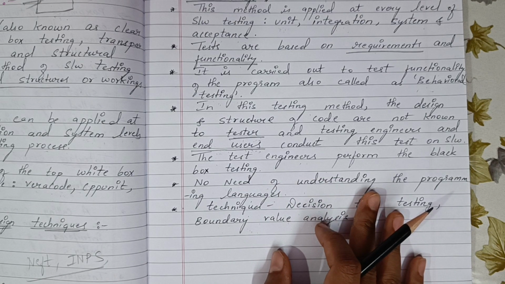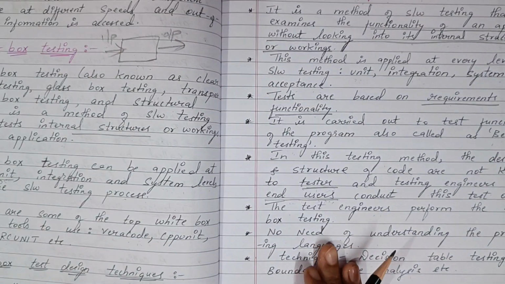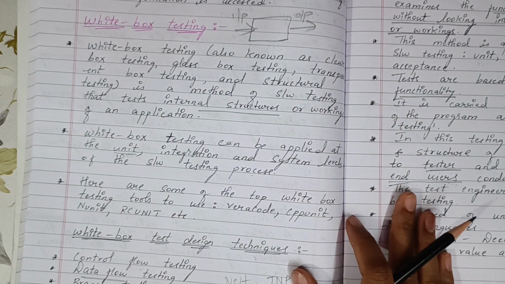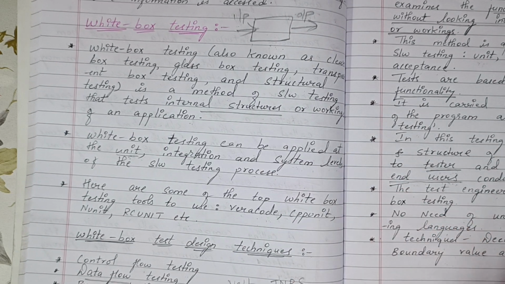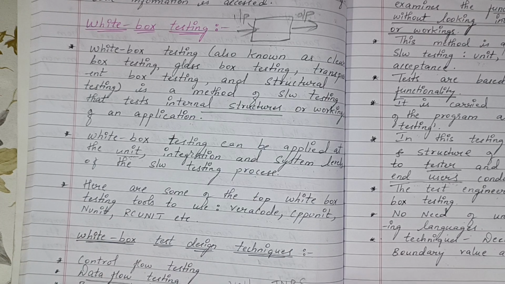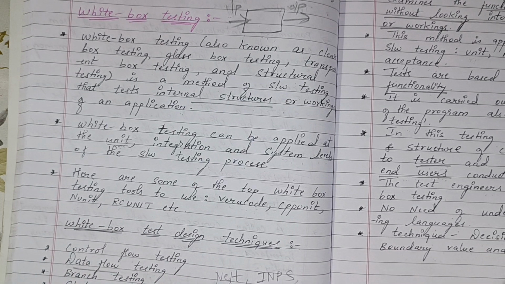So what are the approaches? White box testing and black box testing approaches. Suppose in the exam they ask you to write the difference between white box testing and black box testing. You can observe the points I have given here and write the difference. At least, if they ask for 5 marks, you can write a maximum of 5 points for each.